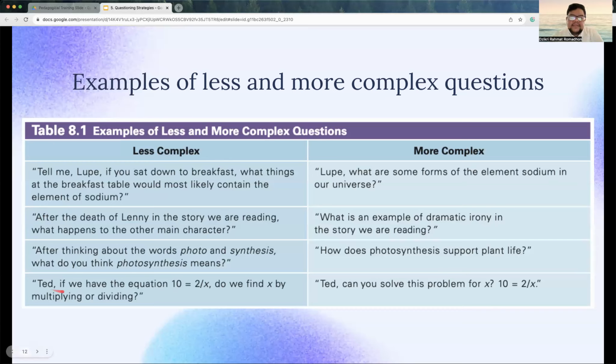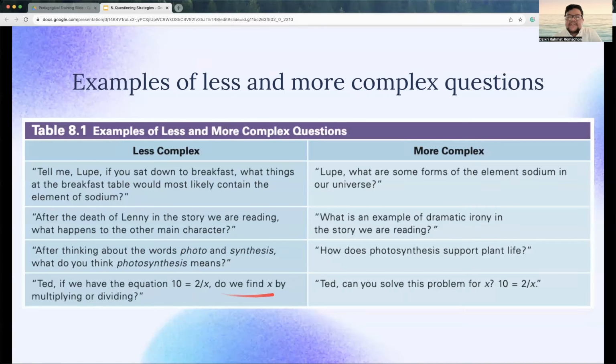Next, if we have the equation 10 equals 2 over x, do you find x by multiplying or dividing? So the answer is by multiplying, and then continue with dividing. But the teacher gave a hint on how to solve this question. Dividing and multiplying, which is like, oh, I have heard about this, and then they can try it by themselves, and then voila, because of the hint, they can answer the question.